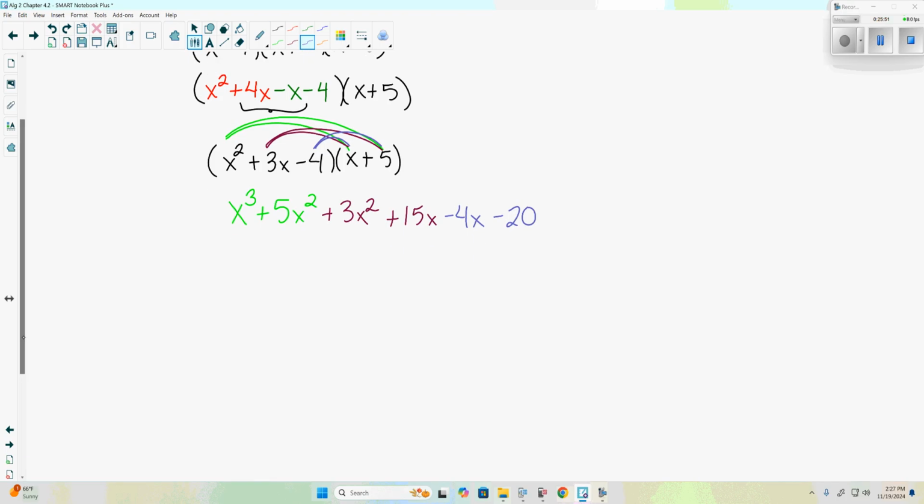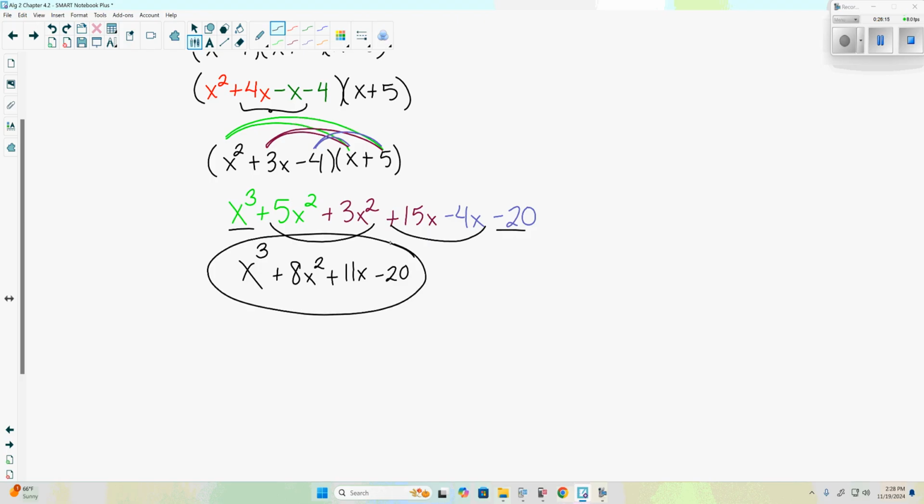And last but not least, we would combine like terms. X cubed still doesn't have any like terms. Our 5x squared plus 3x squared is going to become plus 8x squared. 15x minus 4x is going to be plus 11x. Negative 20 doesn't have any like terms. So we get x cubed plus 8x squared plus 11x minus 20.